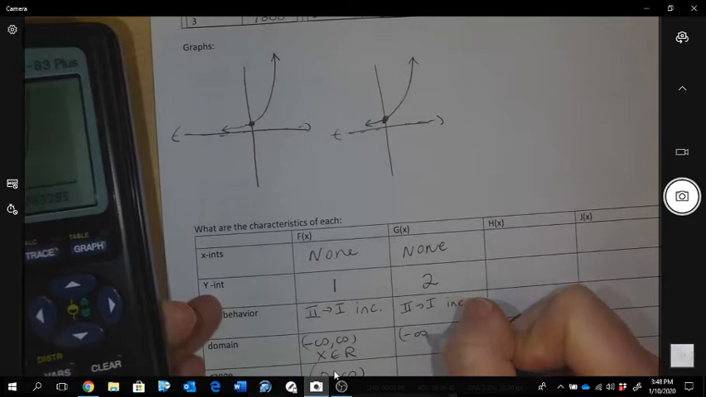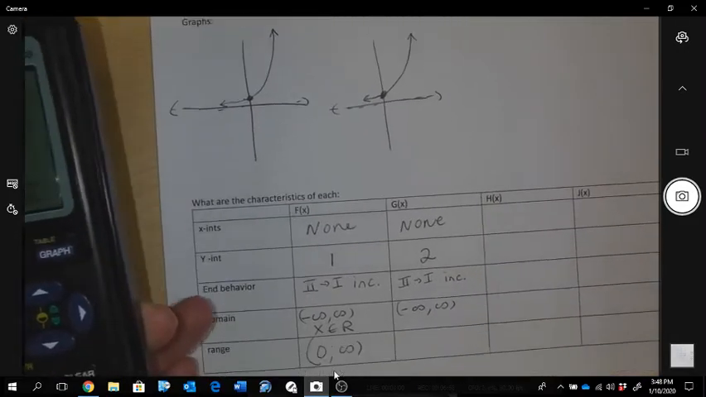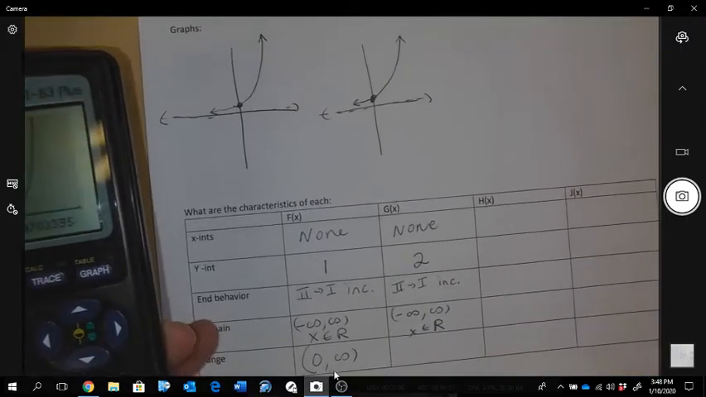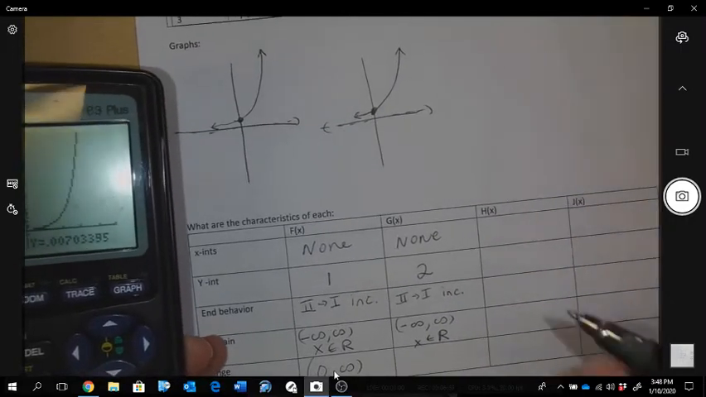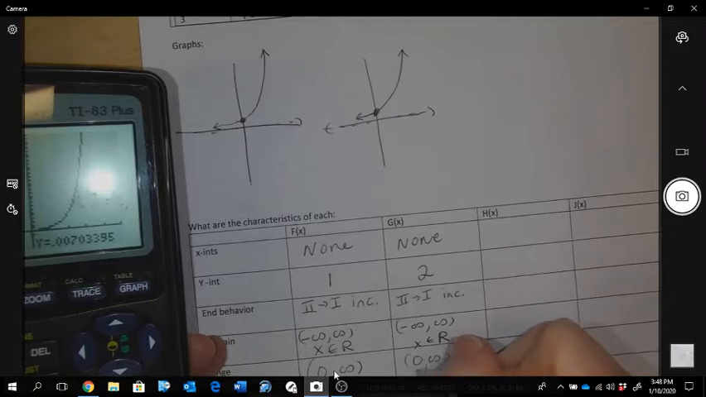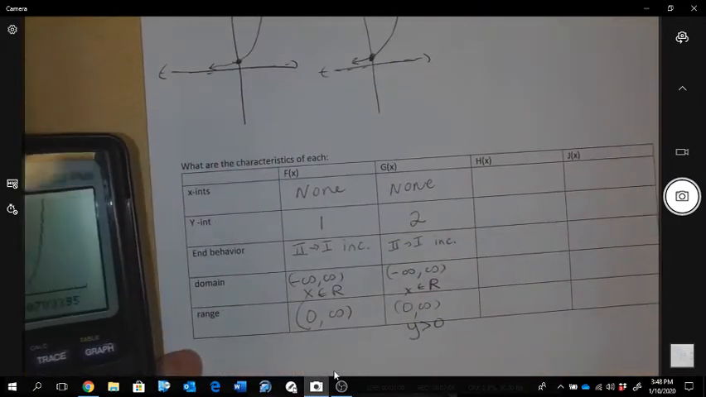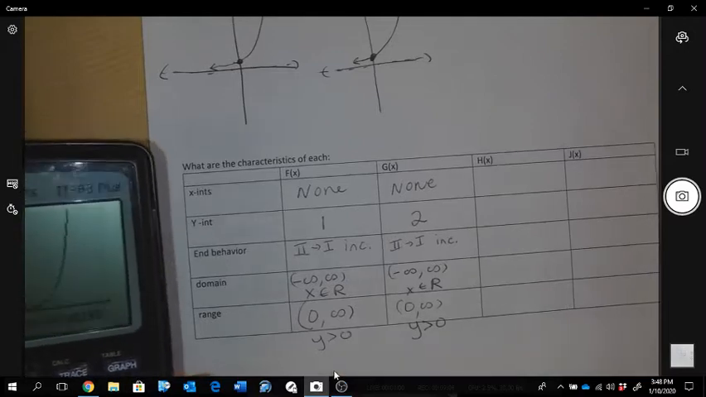The domain is the same, negative infinity to infinity. And the range goes from approximately 0 and up. Or you could state that as y greater than 0. Right? That's another way to write it.